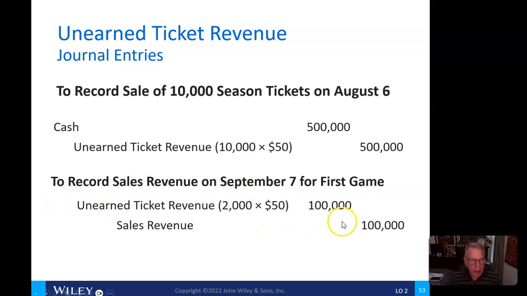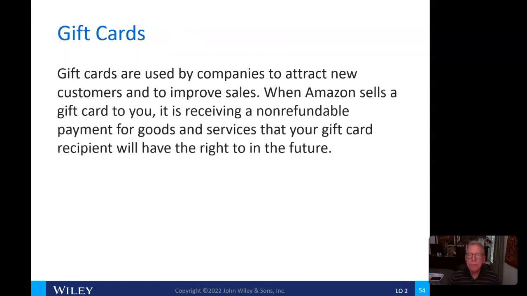So when we earn that, we now have earned $100,000 sales revenue and will reduce the liability of $500,000 down to $400,000 by debiting unearned ticket revenue for $100,000.